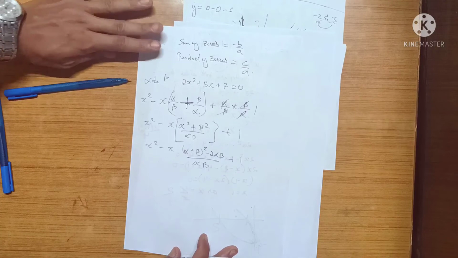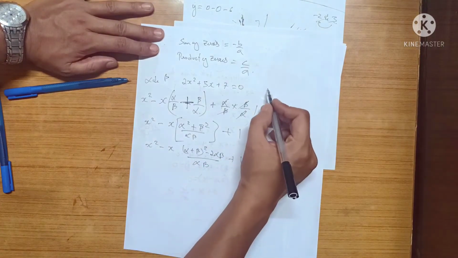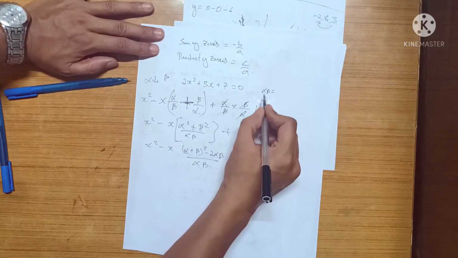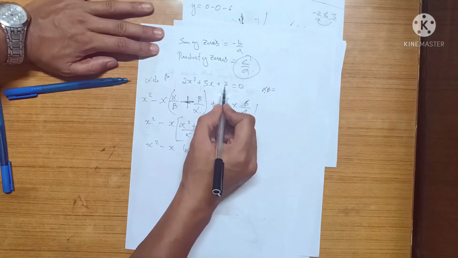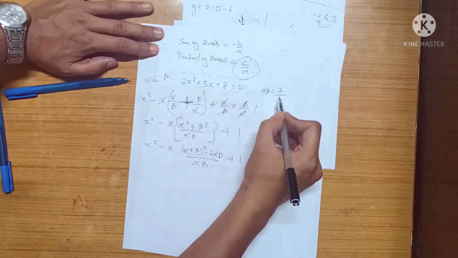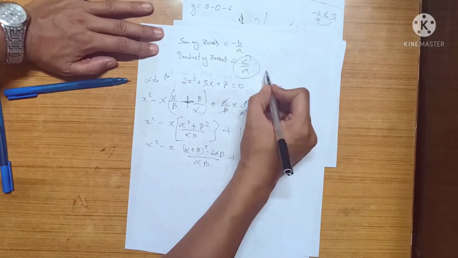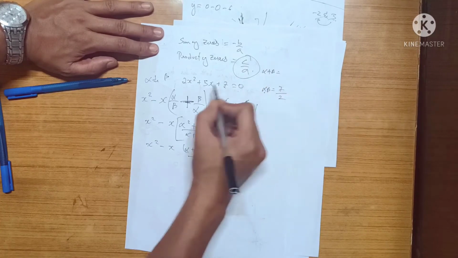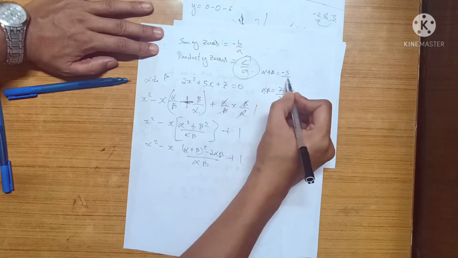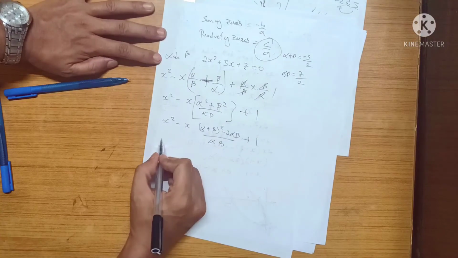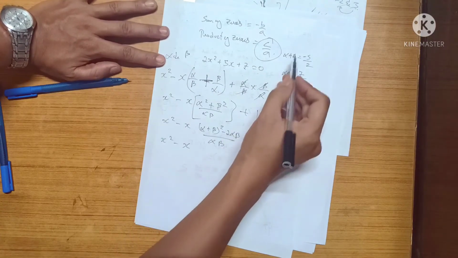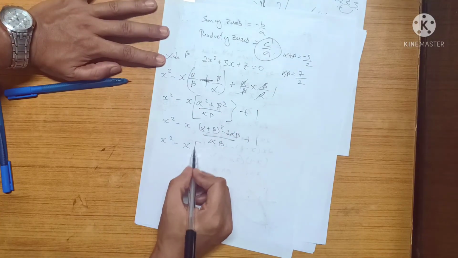So what is alpha beta? Alpha beta is the product of zeros, which means c by a. In this case, c is 7, a is 2. And then the sum of zeros, which means alpha plus beta, equal to minus b by a, so minus 5 by 2. So all you have to do is just put minus 5 by 2 the whole square here.